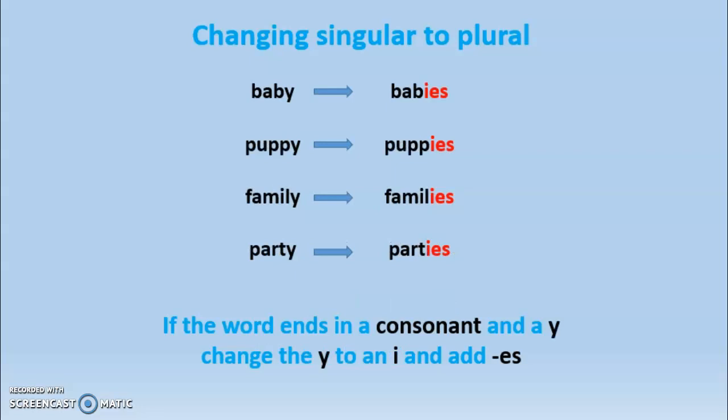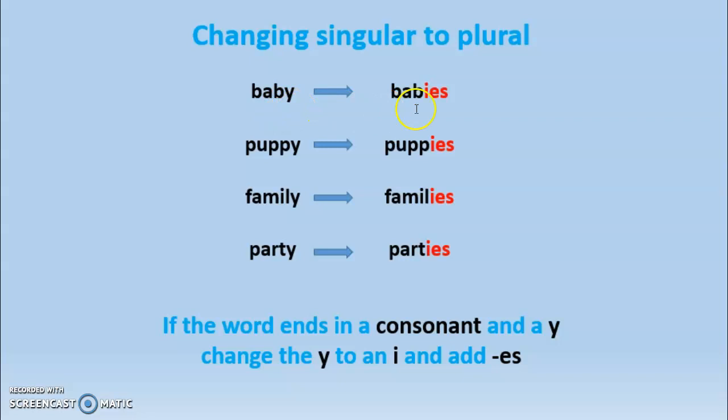Did you guess the rule? Can you see what has happened here? So if the word ends in a consonant and a Y, so remember, we have the vowels in the alphabet, A, E, I, O, U, and the consonants are all the other letters in the alphabet. So if the word ends in a consonant and a Y, then you change the Y to an I and you add ES. So for instance, baby ends in a consonant and a Y.